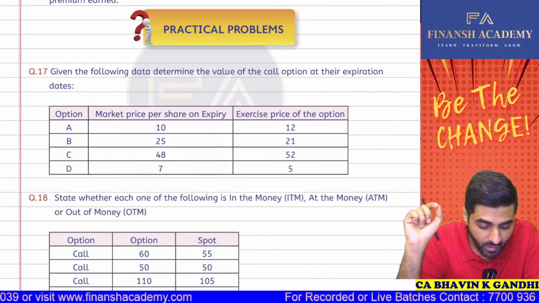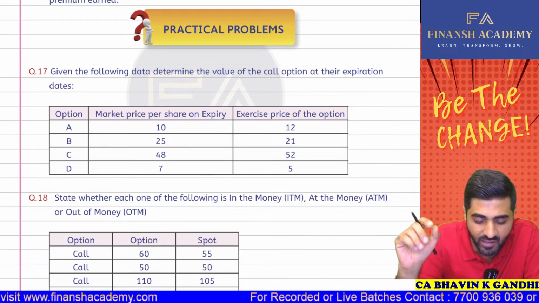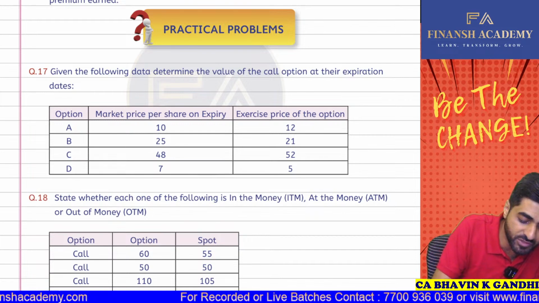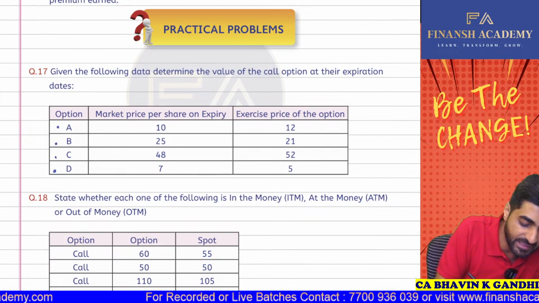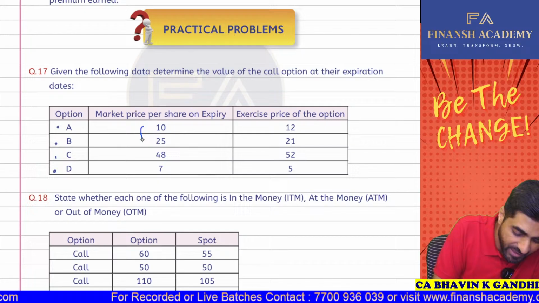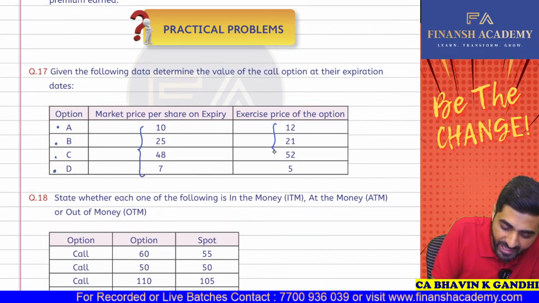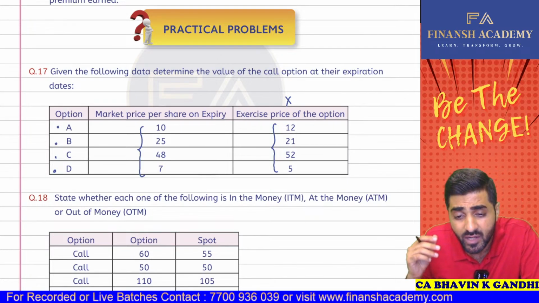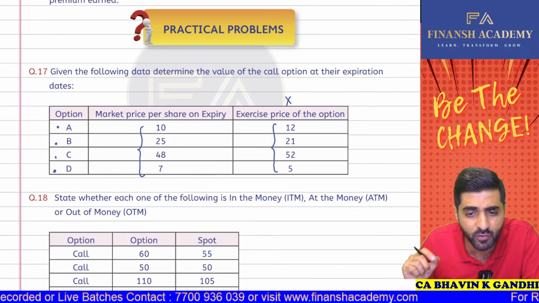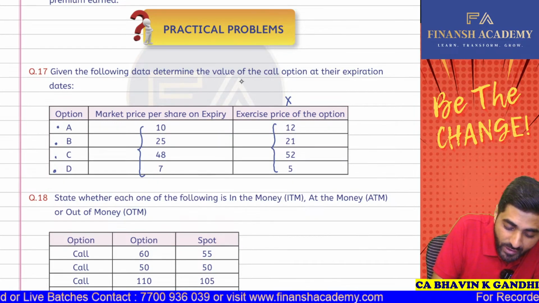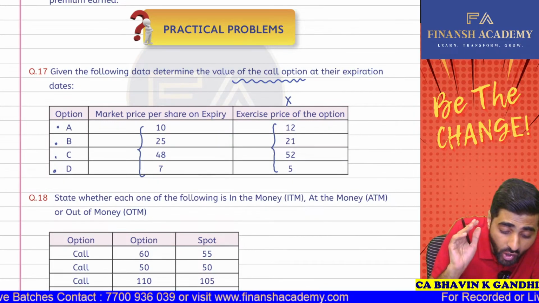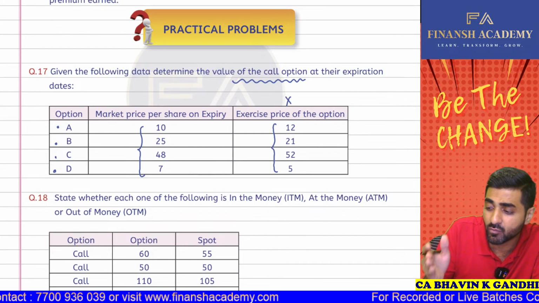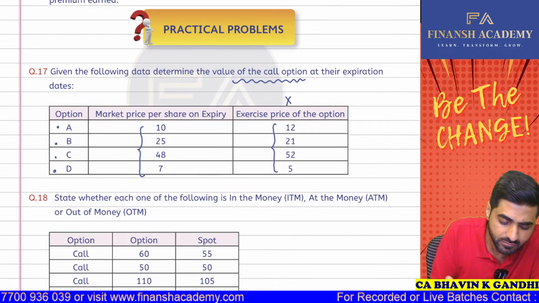Given the following data, determine the value of the call option at the expiration dates. We have option A, B, C, and D. We have the market price per share on expiry, and we have the exercise price. So this exercise price is nothing but the strike price. Now, my dear students, first of all, what is given to you? We are required to determine the value of the call option at the expiration dates. At expiry, what is going to be the value of the call option?